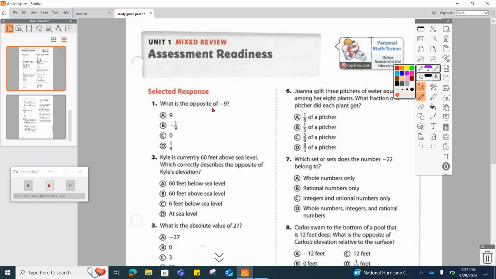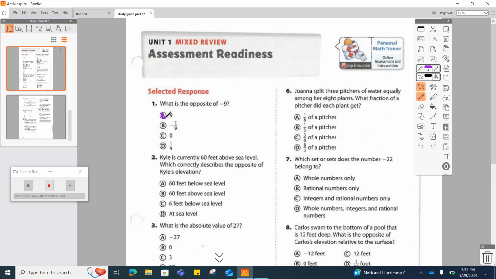First question. What is the opposite of -9? So as you're doing these, if you need to, you can pause the video, make sure you know how to answer it, and then I will answer it. But the opposite of -9 is +9.